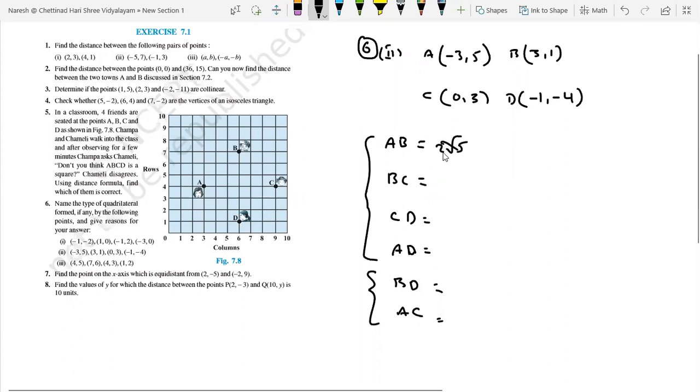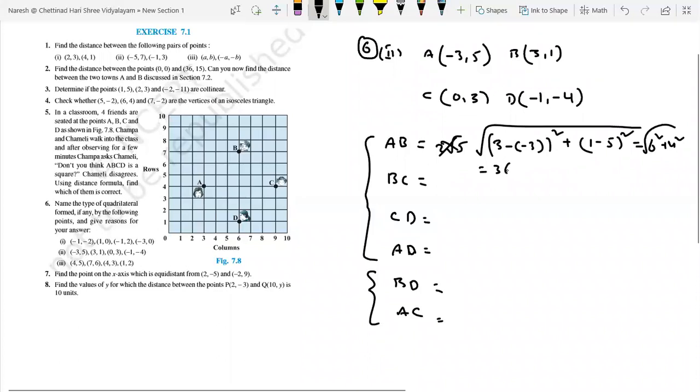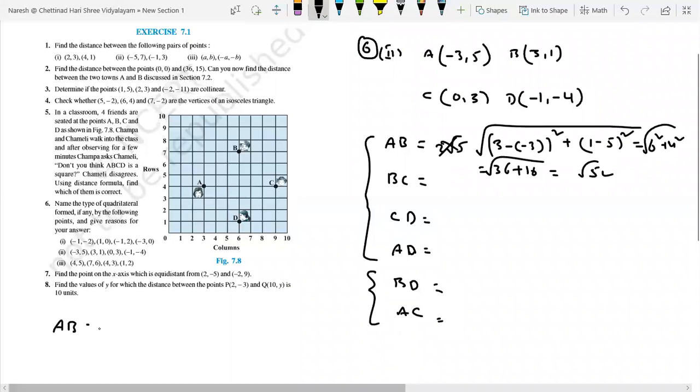Correct. See, AB is the square root of (3 minus (-3)) whole square plus (1 minus 5) whole square. Correct? Yes, sir. This is 6 square plus 4 square, 36 plus 16, 52. So AB is root 52.